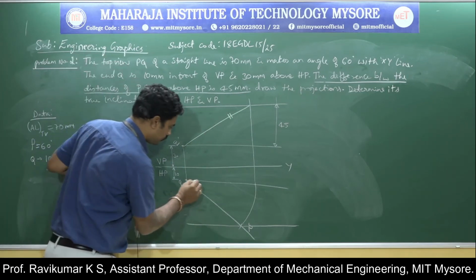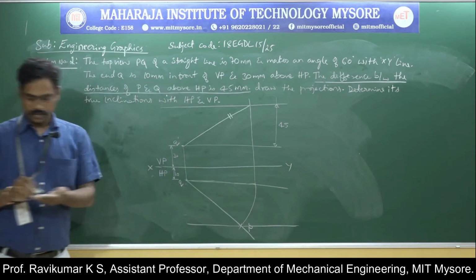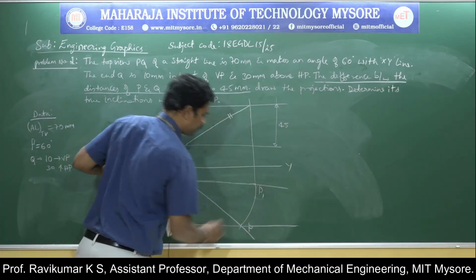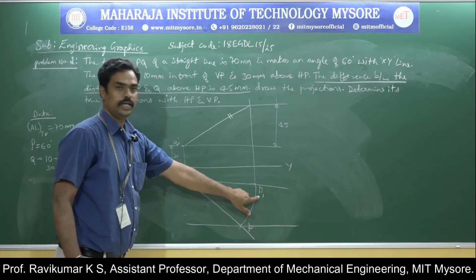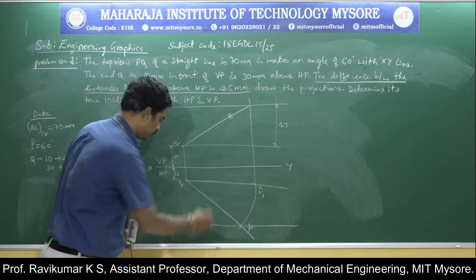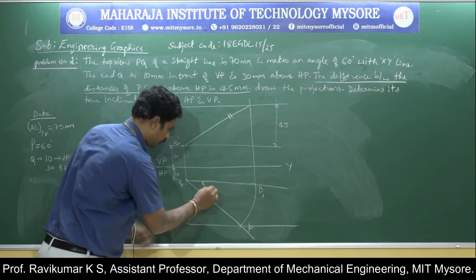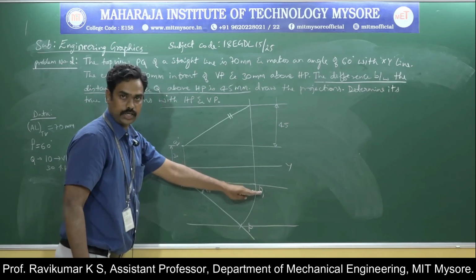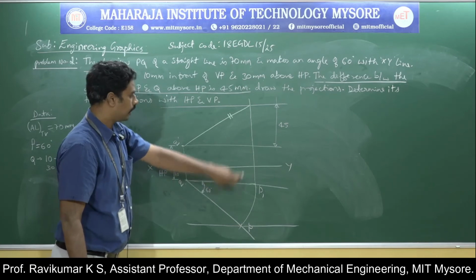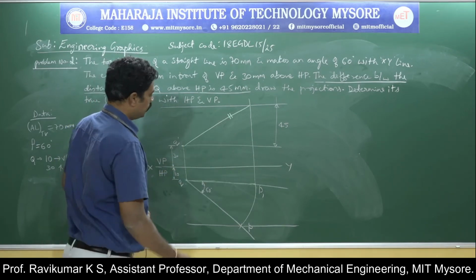You just observe these 2 points, Q and P1. It is appearing parallel because I have taken off the inclination, that 60 degree. It is appearing parallel to the XY line in this view. Therefore, I will get the true length in the other plane. This is the true length.